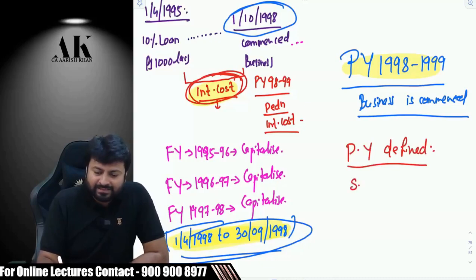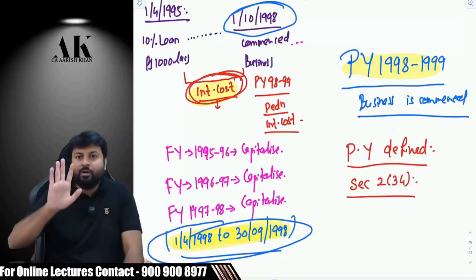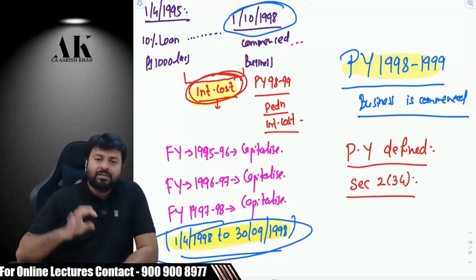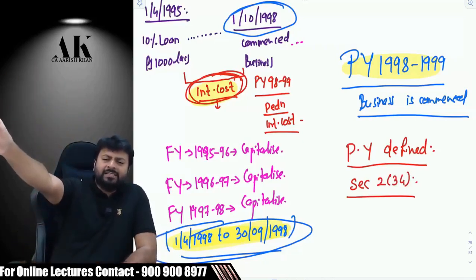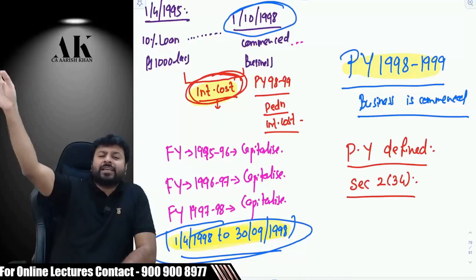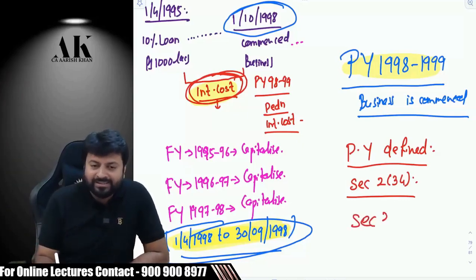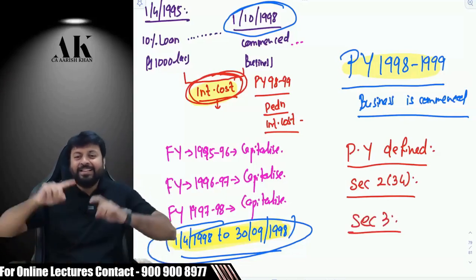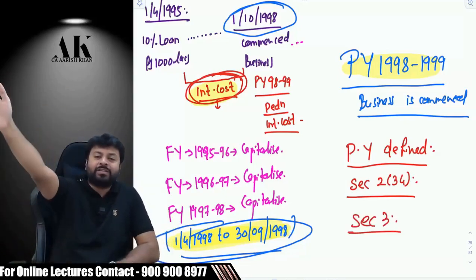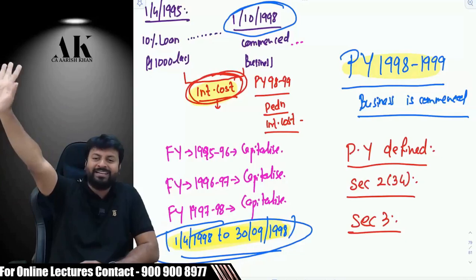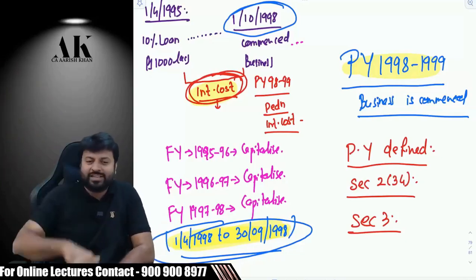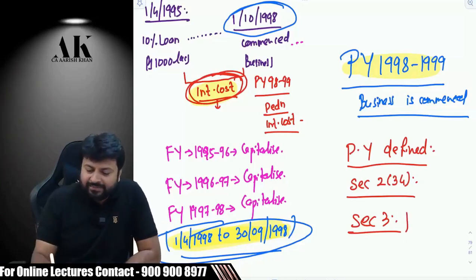Section 2. It's a very diplomatic answer, Palani. It is defined in section 2, clause 34. Let me tell you how. Previous year means as defined in section 3, full stop. It means it is telling you to go where? And in the very first lecture I told you, I will tell you section 3 later on. Do you remember that? In the next 2-3 lectures, I'll tell you section 3. So section 3 is the definition of previous year.